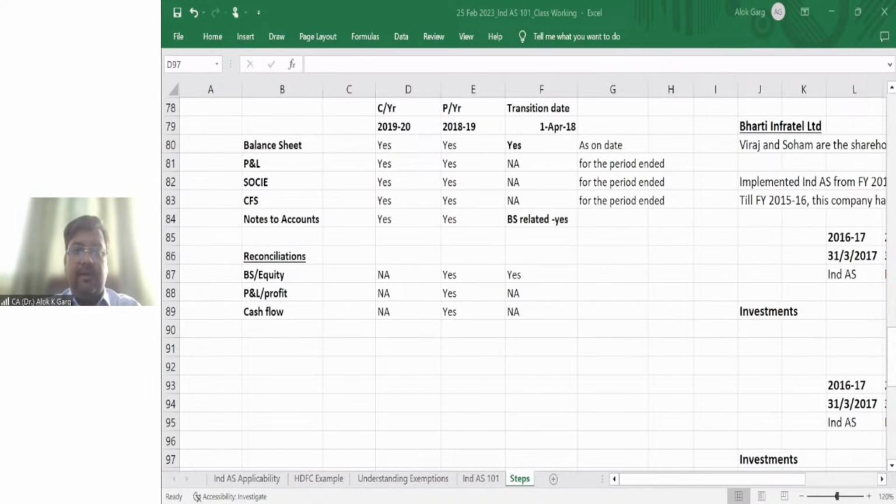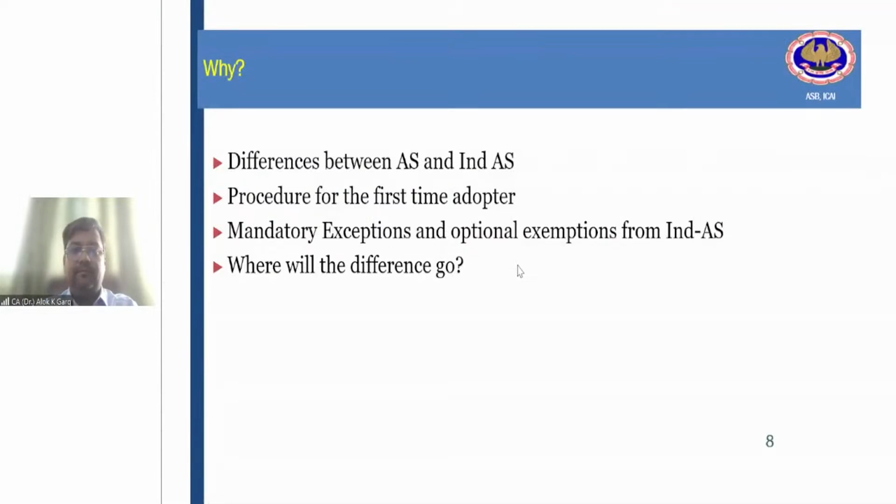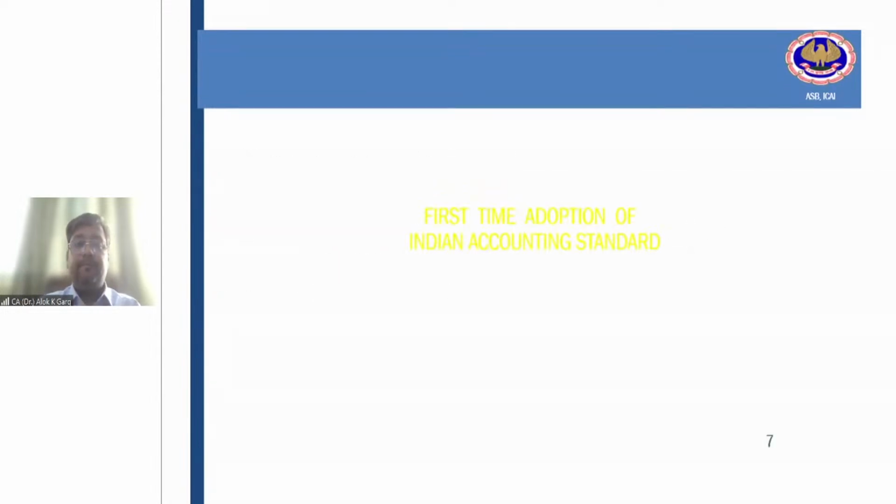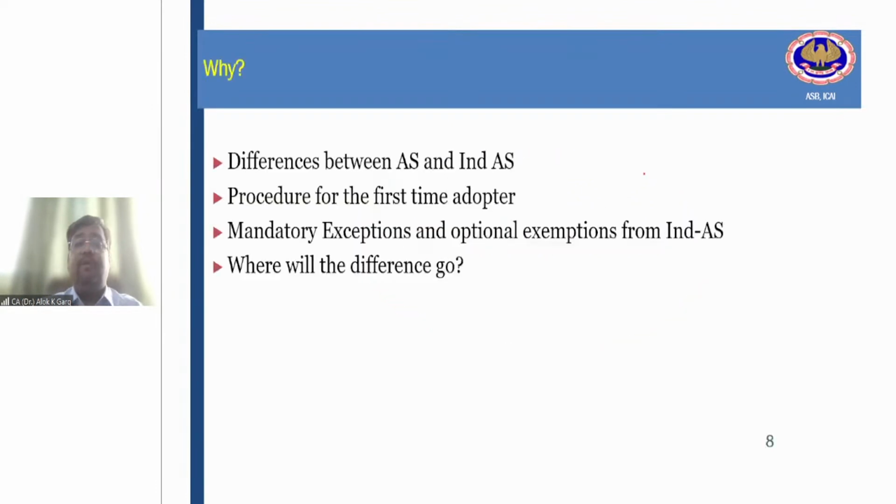Okay, let me go to my PPT once again. Why is the standard on first-time adoption of Ind AS there? Because of course there is a difference between AS and Ind AS. Can you guys tell me at least 5 differences between AS and Ind AS?